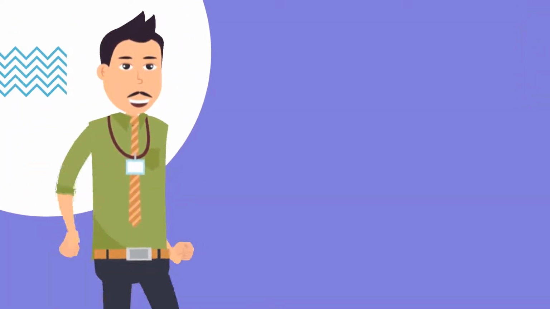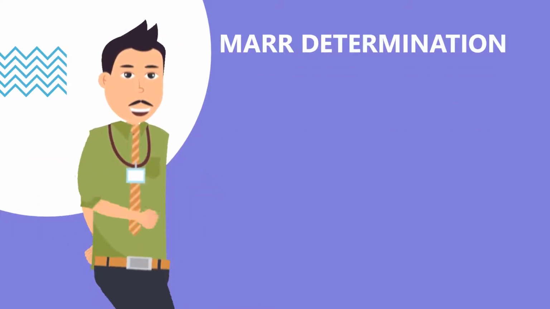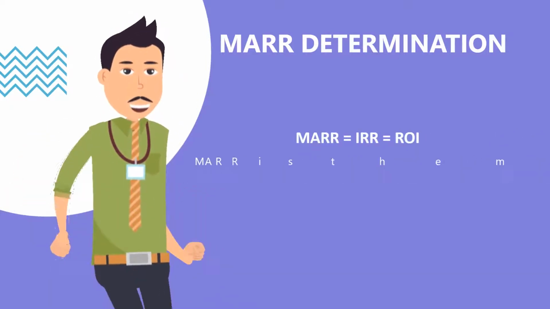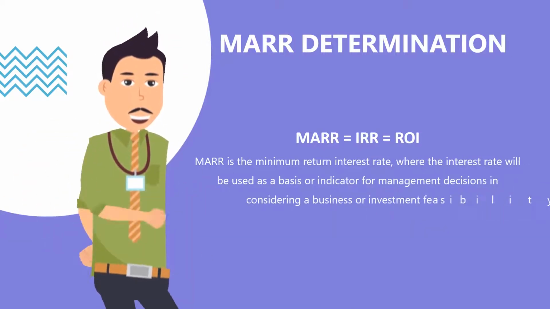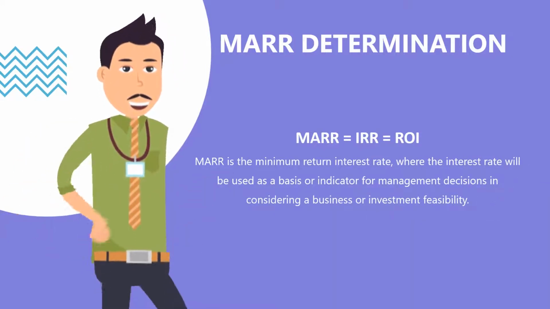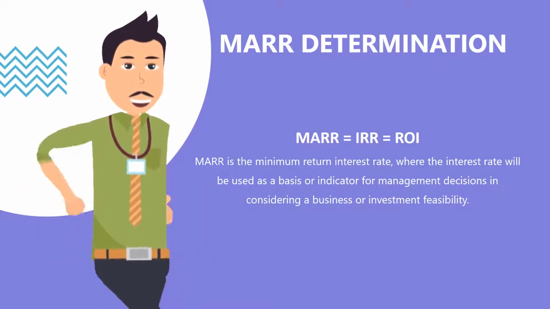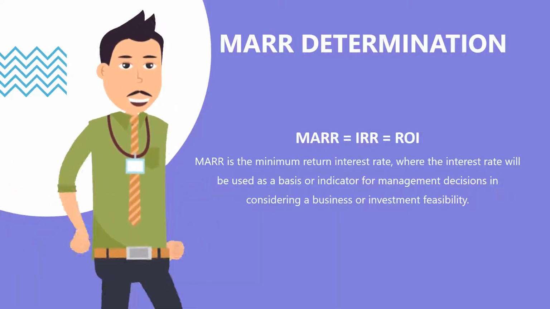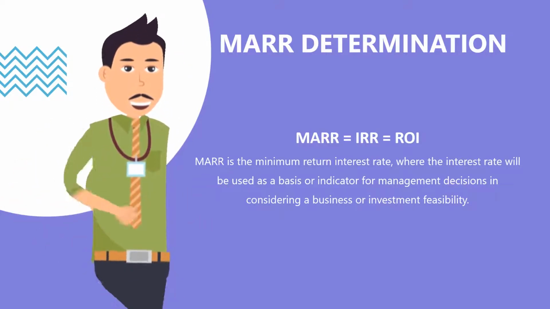After we know the capital structure, we will then discuss MARR, minimum attractive rate of return, equal to internal rate of return and equal to return of investment. So it is the minimum return interest rate, where the interest rate will be used as a basis or indicator for management decisions in considering a business or investment feasibility. The calculation in this financial module is taken from previous module data, such as production capacity data, forecast data, market share data and other supporting data.